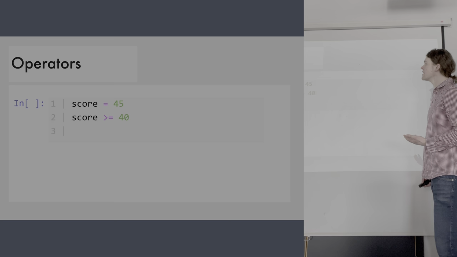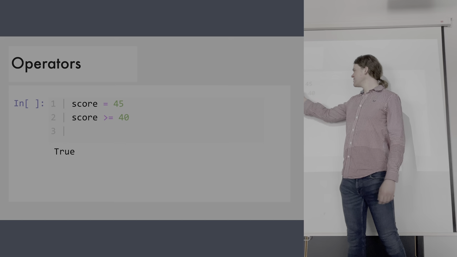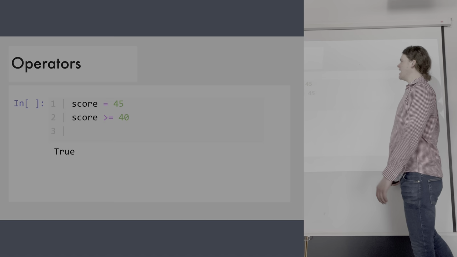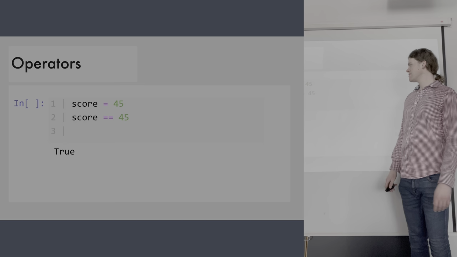So we've seen this before. We've got a few other examples. I won't drill you on this one, but obviously 45 is the value we assign to score, and that is greater than or equal to 40. Let's just check you on this one. What's the result of that going to be? Yeah, it is, isn't it? They're exactly the same value. Yeah, very good. Ooh, how about this one though?